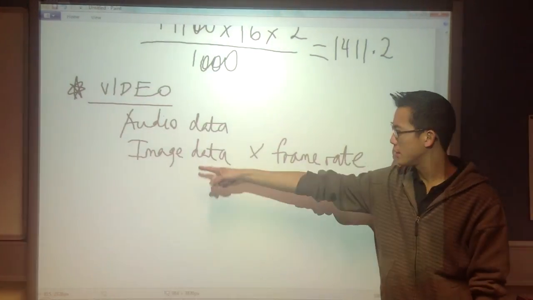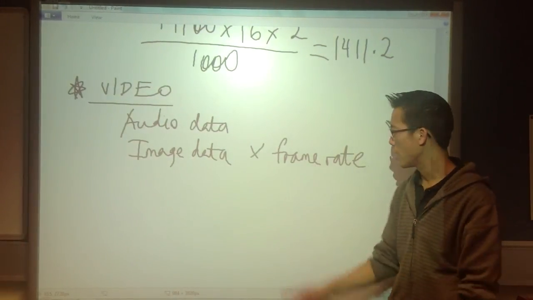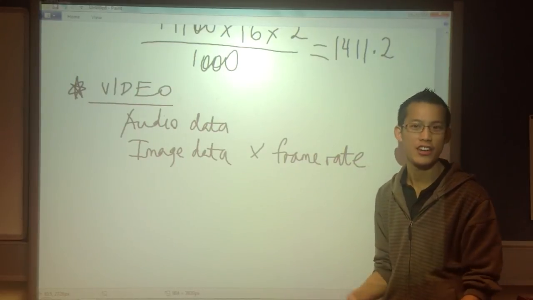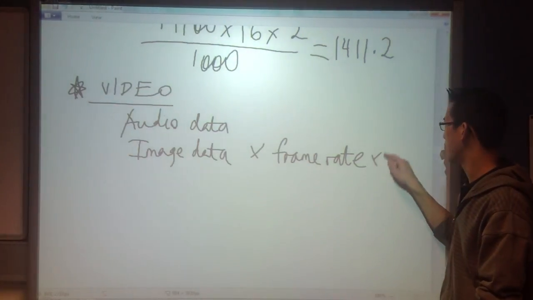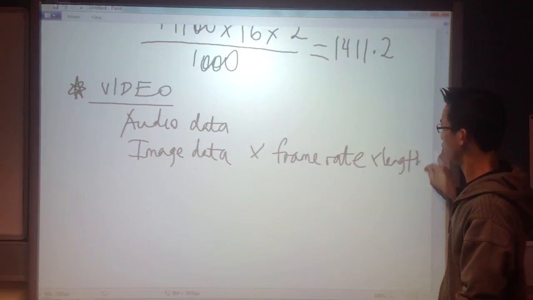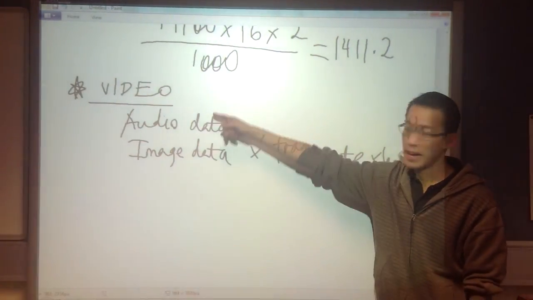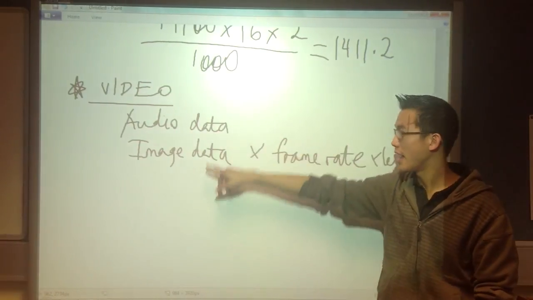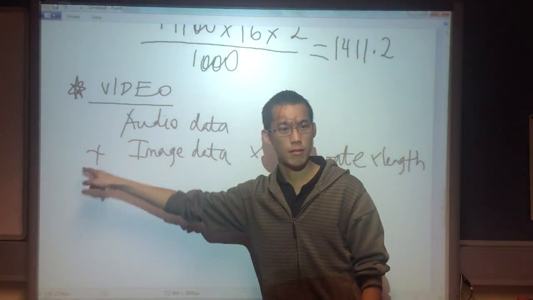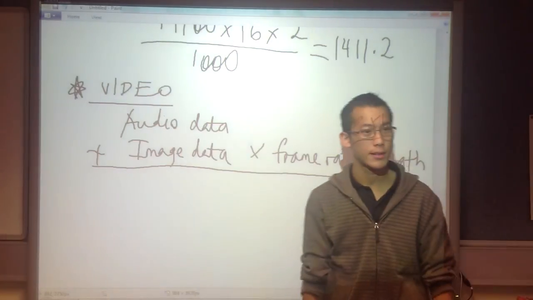Okay, now because this image data is just one frame, and the frame rate is a rate, you're going to need to know how many frames. So again, you've got to bring in length, which you would have gotten before anyway, okay? So to work out the size of the video, work out your audio first, then work out your image, and then add them. And that'll be the size of your video file.